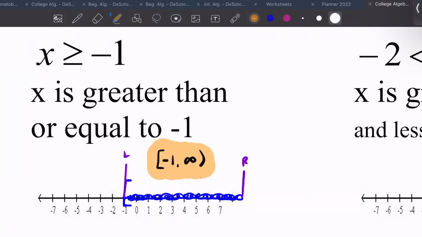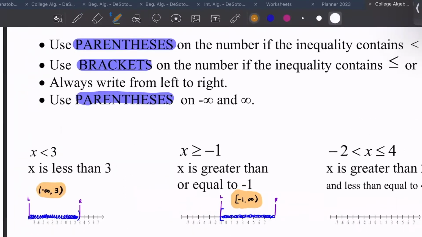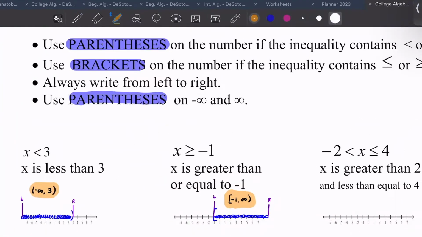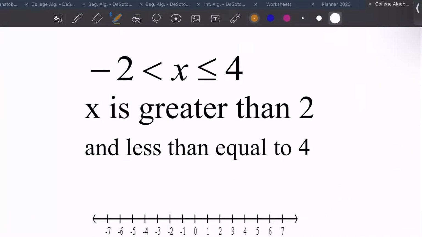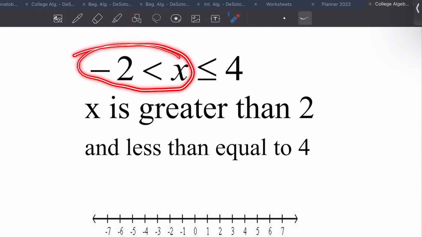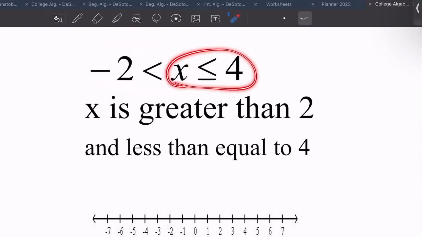And there we go. So we have a less than example, a greater than example. Let's look at this one. So we can read this as -2 is less than x is less than or equal to 4, and that would make no sense to you, right? That doesn't make a whole lot of sense. But we can break this into two pieces, and we can read it this way, and then we can read it this way. Okay, so this is what this one is saying.